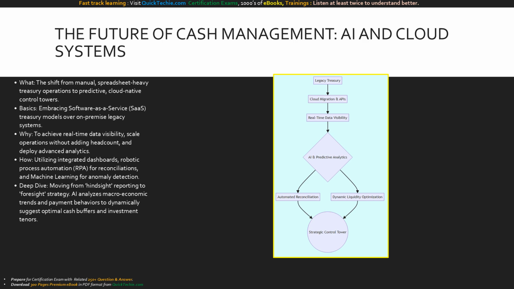They deploy robotic process automation to handle mundane bank reconciliations and use machine learning for payment anomaly detection to prevent fraud. Our final deep dive is the ultimate goal: shifting from hindsight to foresight. The Treasury of the future uses AI to analyze macroeconomic data and dynamically suggest exactly how much cash you should hold as a buffer today.